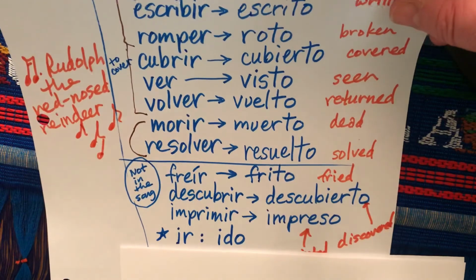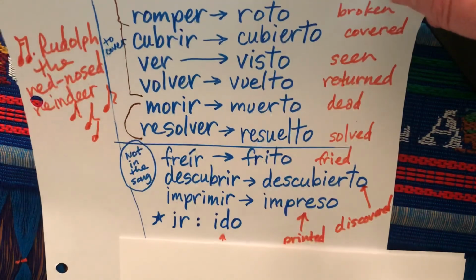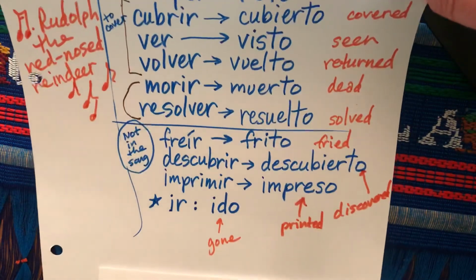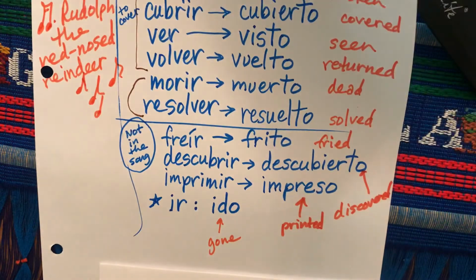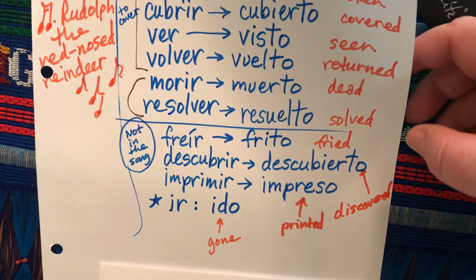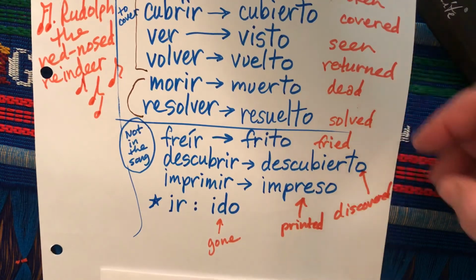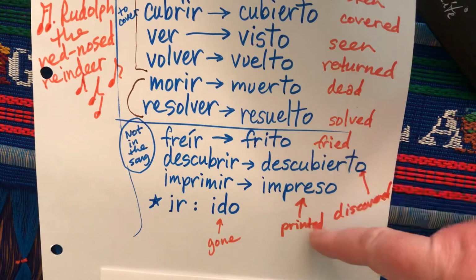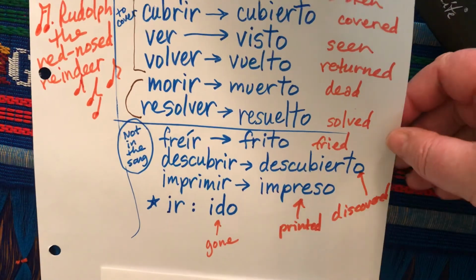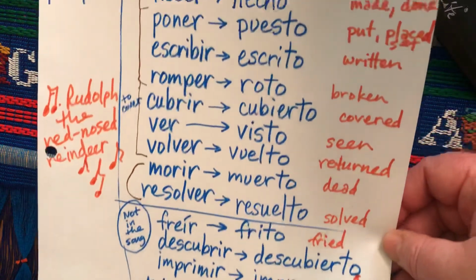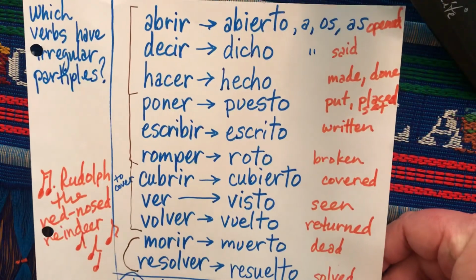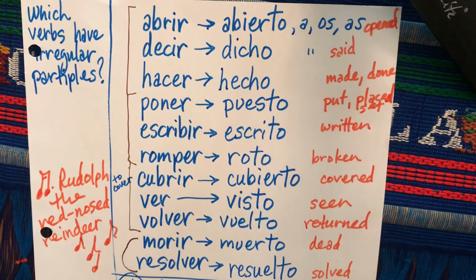And then ir would be ido. This one is pretty rare. It's rarely used. Instead of saying I have gone, he ido, we usually just say fui, I went. But that is the participle ido. All right, so these below the line here are not in the song, but I'm going to show you the song now. It's set to the tune of Rudolph the Red-Nosed Reindeer, and it sounds like this. I'll sing it twice.